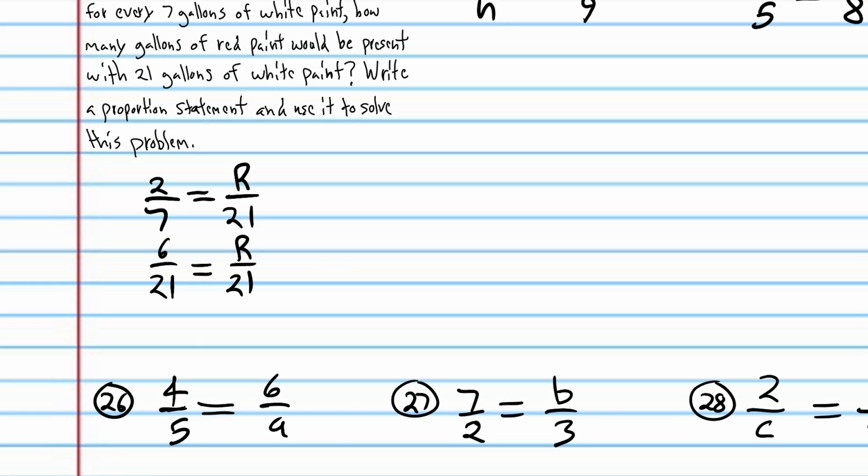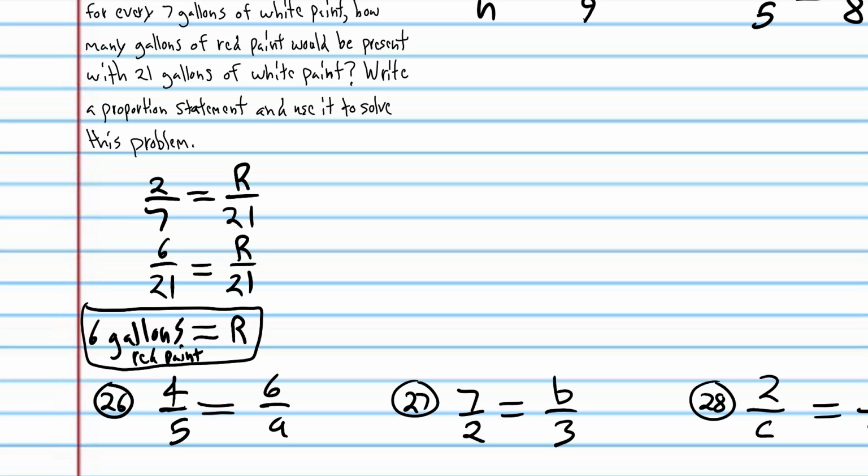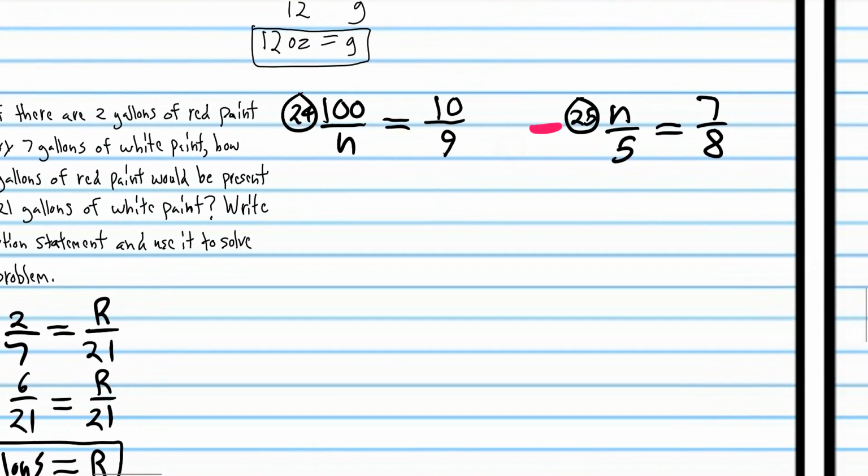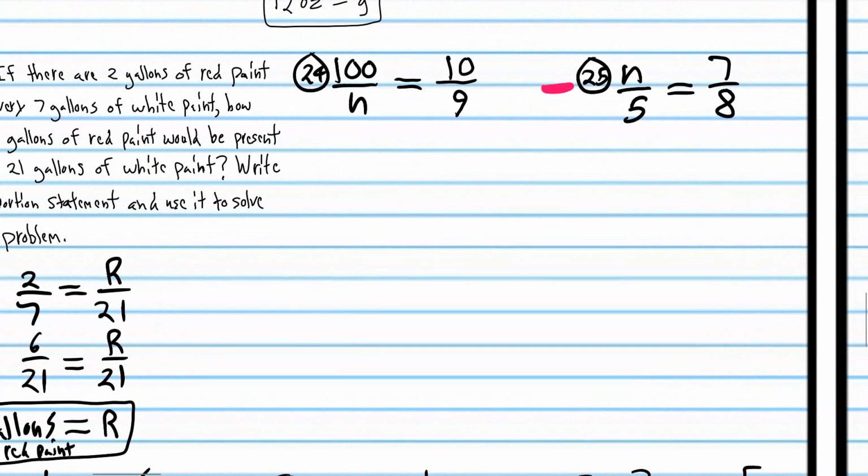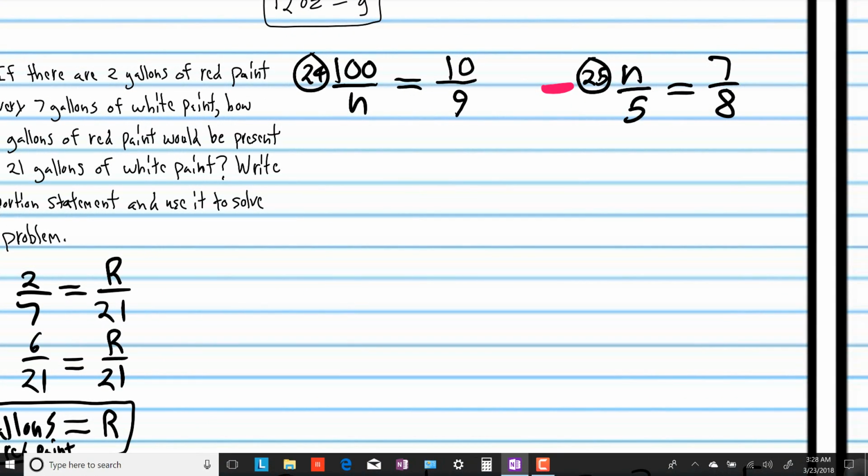Because the denominators are the same, obviously that means the numerators have to be the same. So we would have 6 gallons of red paint. And be sure to write 6 gallons of red paint. So if you got 6 gallons, good job. All right, let's do one last problem like this. And why don't you try 24, and when you come back, we'll do it together.